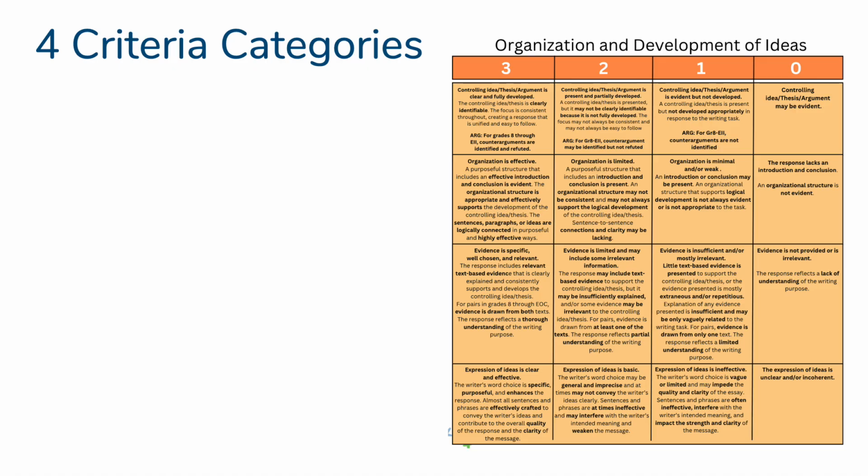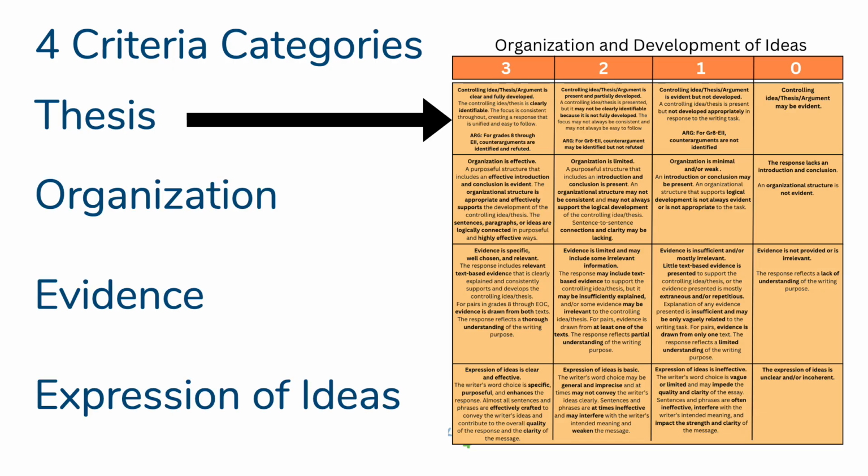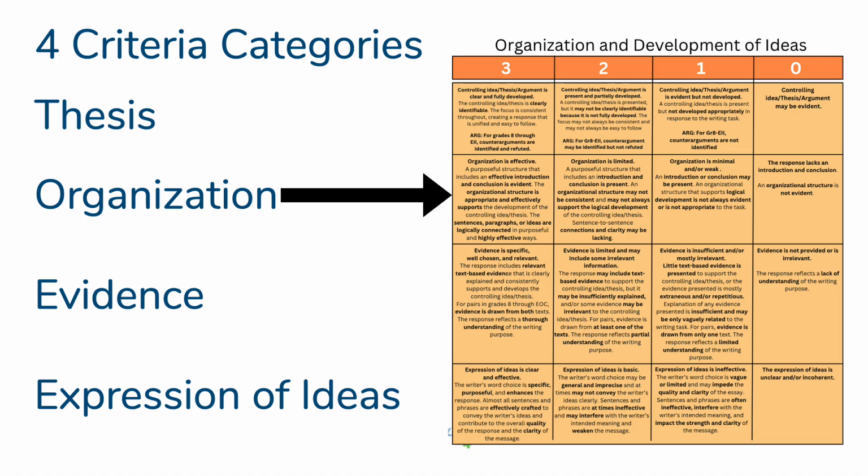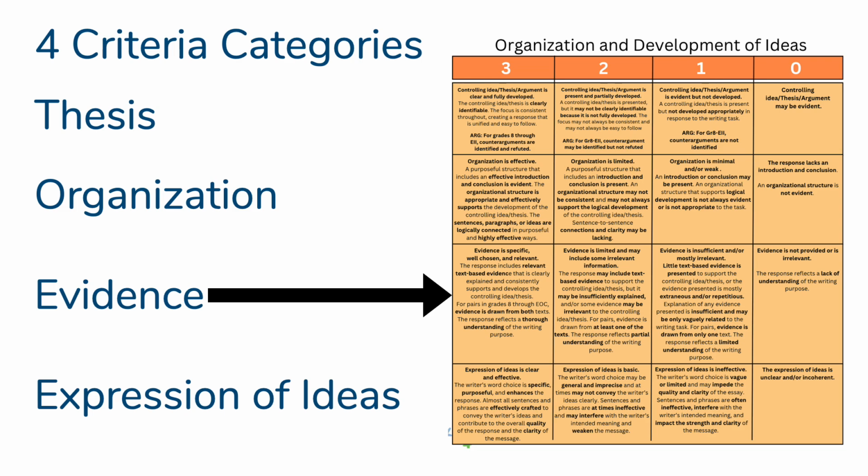So let's look at the 4 criteria categories that are in the Organization and Development of Ideas section. The descriptors in the top row relate to whether the student's thesis is clear and fully developed. The descriptors in the second row relate to the organization of the essay and whether it is effective. The third performance descriptor row relates to the student's use of evidence. And the bottom row relates to the student's expression of ideas.